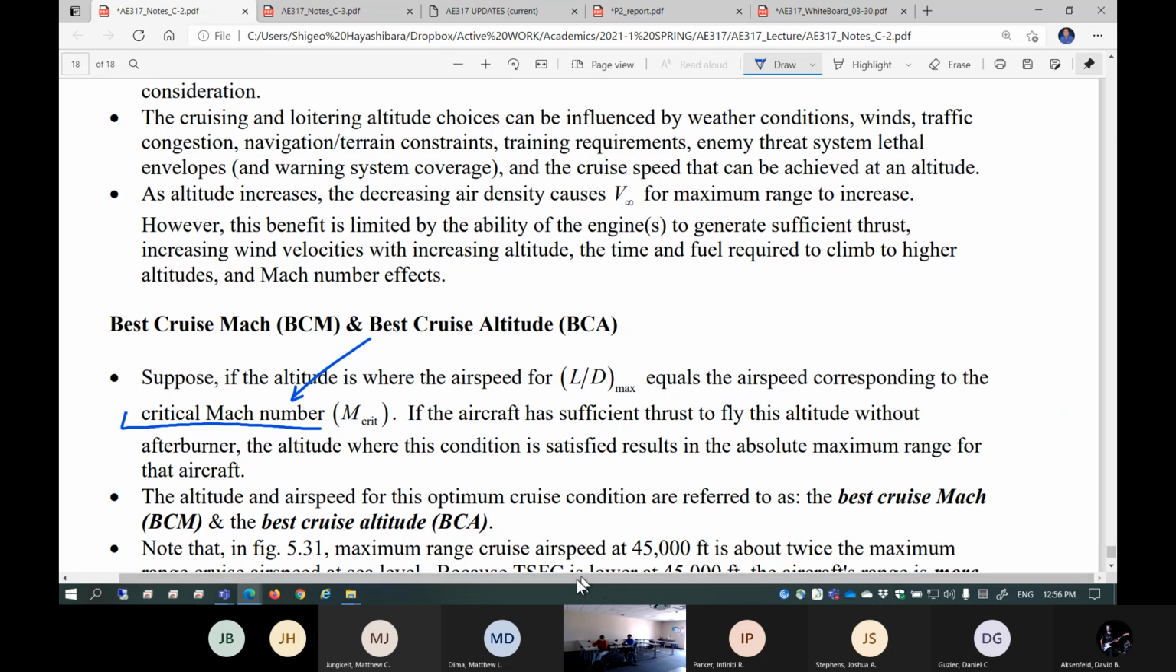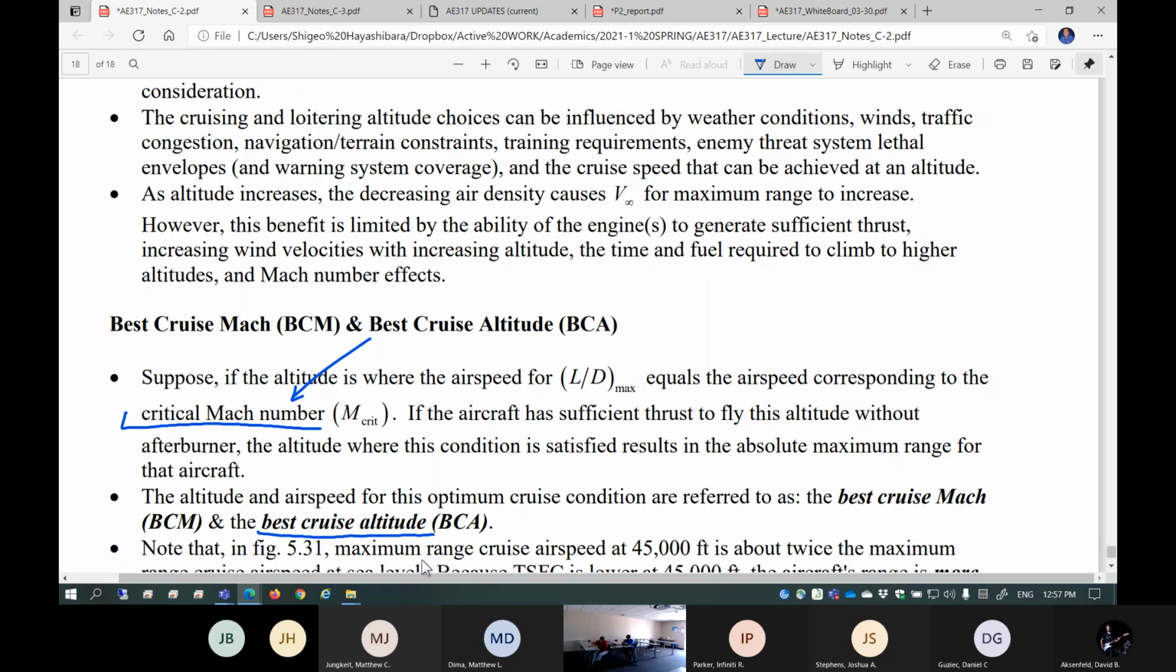As a subsonic airplane, you shouldn't fly beyond the critical Mach number, because the critical Mach number is quite frankly the maximum you can get without having any compressibility effects kick in. Compressibility effects include a skyrocketing, exponential increase of your drag coefficient. If you go beyond the critical Mach number, you introduce all of those difficulties from compressibility effects. So if you can fly at the critical Mach number at as high an altitude as possible, that is called the best cruise altitude.